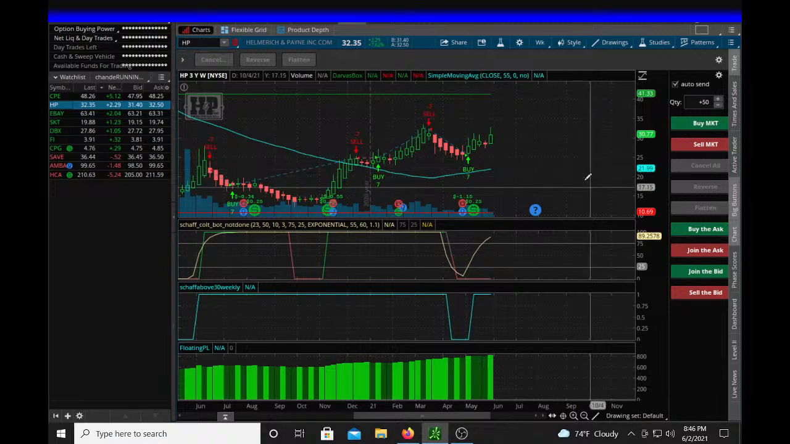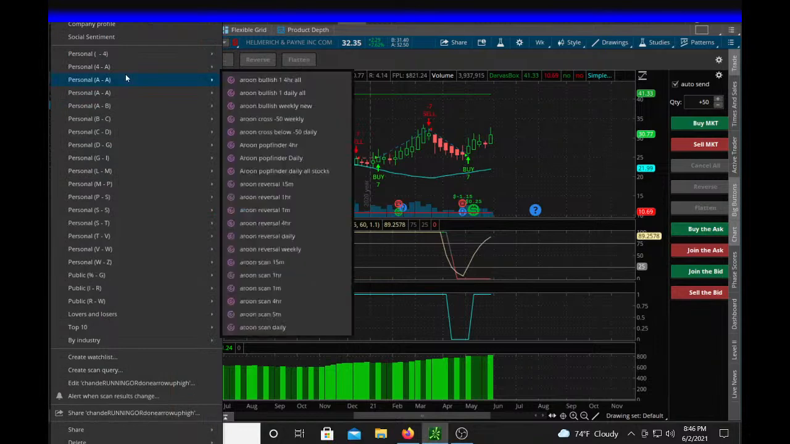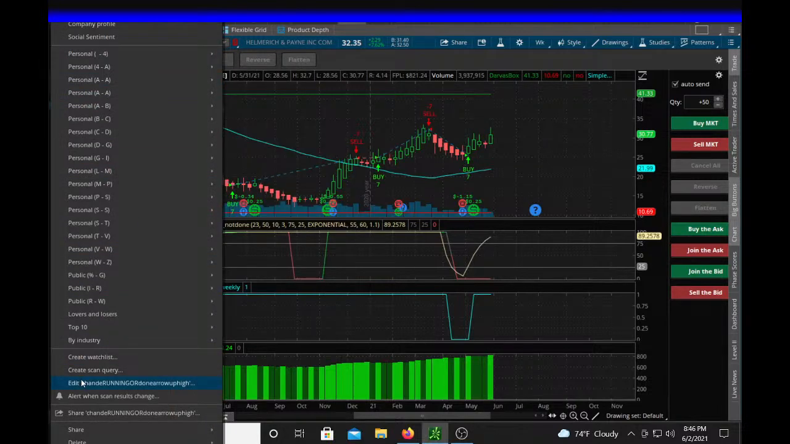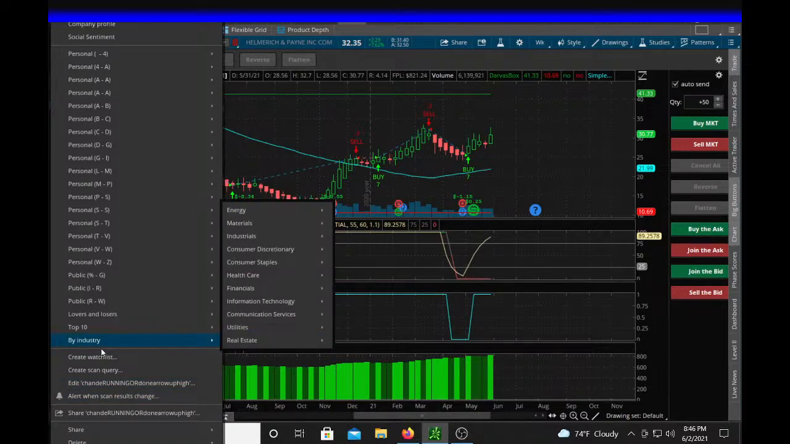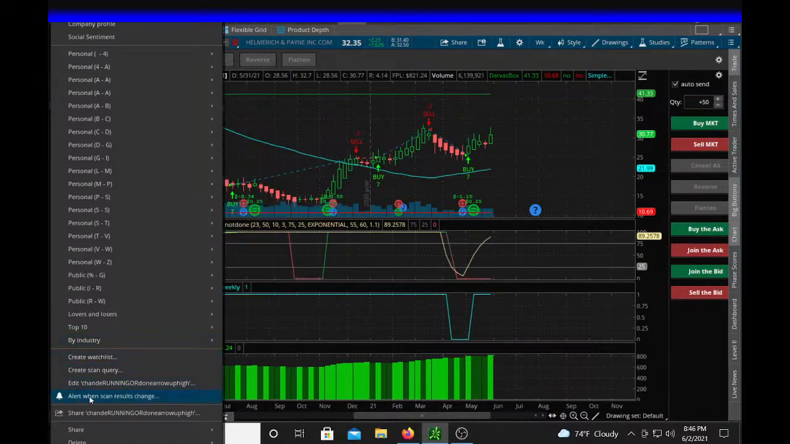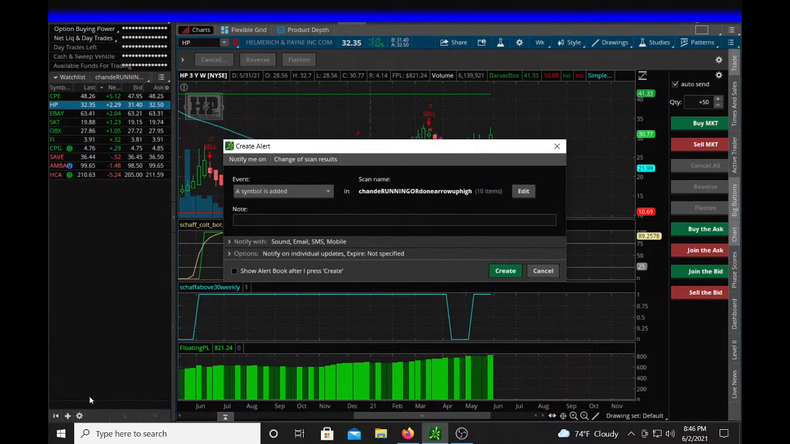But we spent the time to create this watch list, okay? And now we want to know when it changes. And so come into your list here and come all the way down, and you're going to go to alert when scan results change. All right? And you can choose when a symbol is added, when a symbol is removed, or both. All right? Now I'm going to go with when a symbol is added.